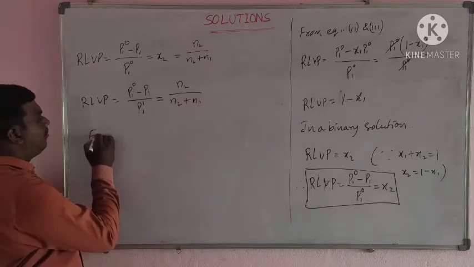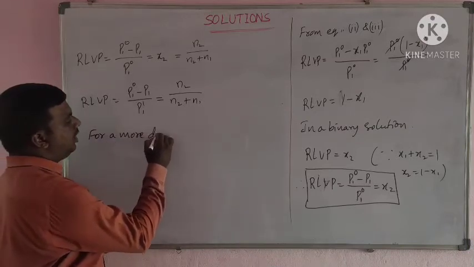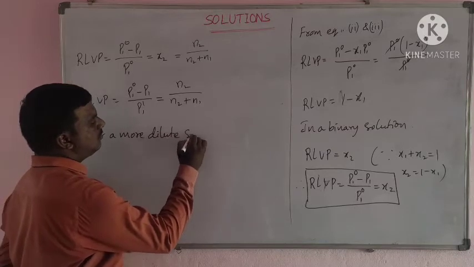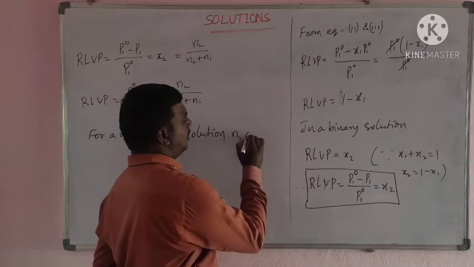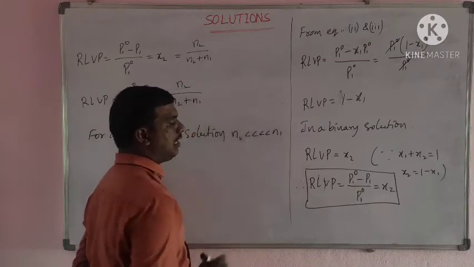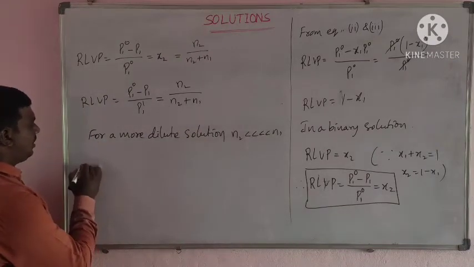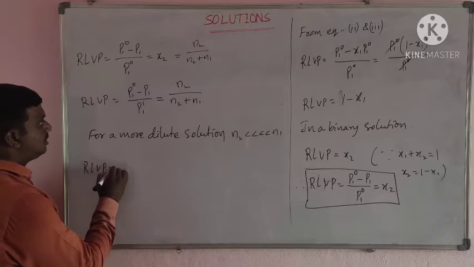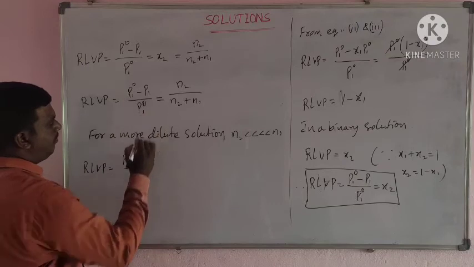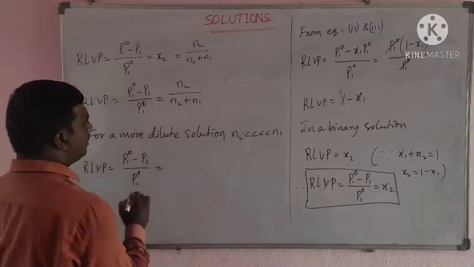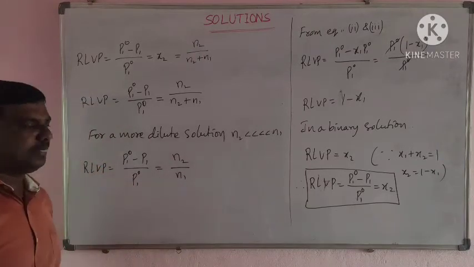For a more dilute solution, what happens here? n2 is less than n1. In this denominator, n2 is negligible. Then what happens? RLVP is equals P1 naught minus P1 by P1 naught, that is equals n2 by n1.